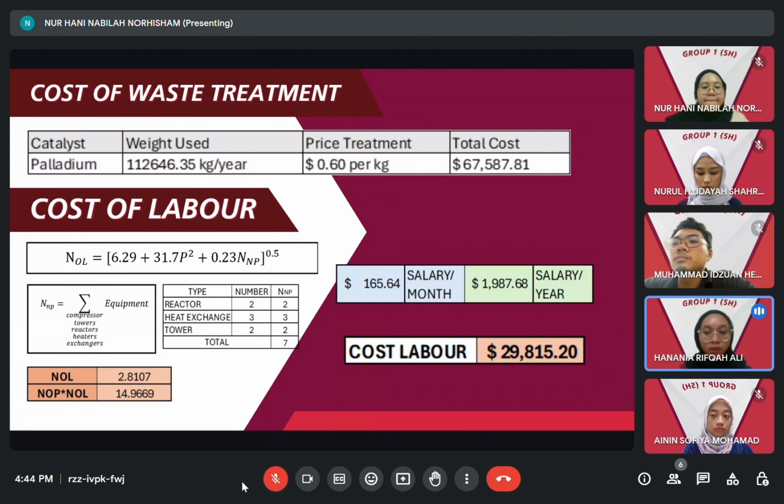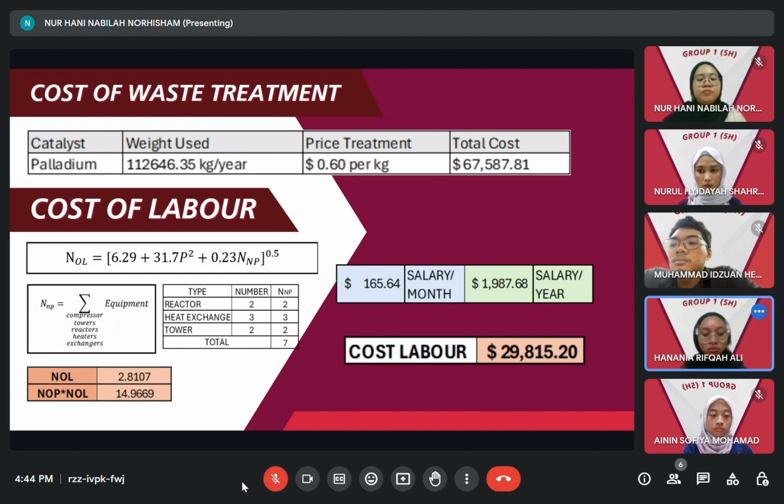So for the cost of waste treatment, we use palladium as our catalyst, and we need to treat this catalyst once a year. So the price of treatment is $0.6 per kg. So total cost of waste treatment is $97,000.